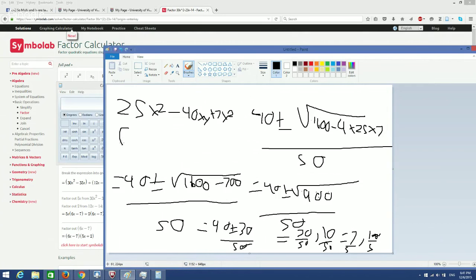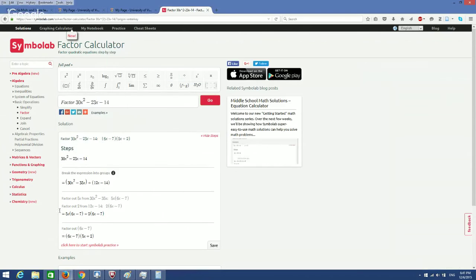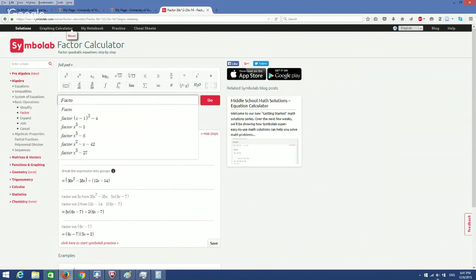Yeah, I got a bad feeling about this. I'm going to have to check my work just to confirm. But actually, you know what? I'm also going to punch it into the factoring calculator just to confirm that I got the right answer, because that should factor.